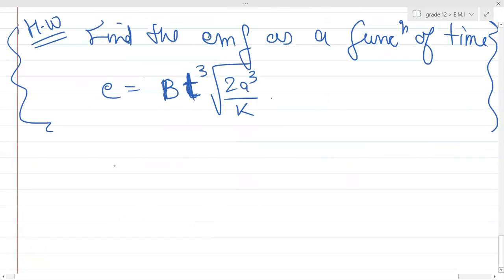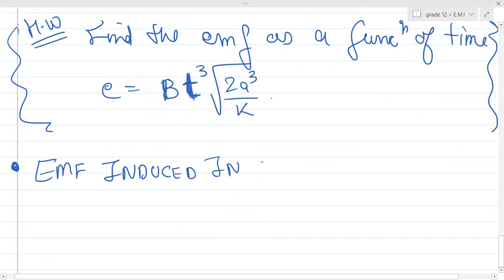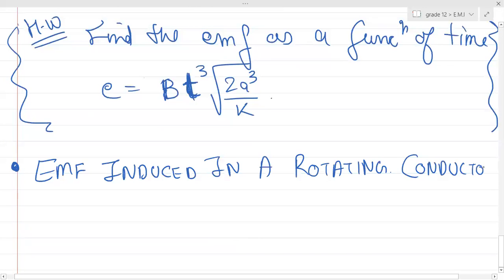Please write down the heading: EMF induced in a rotating conductor in a uniform magnetic field.